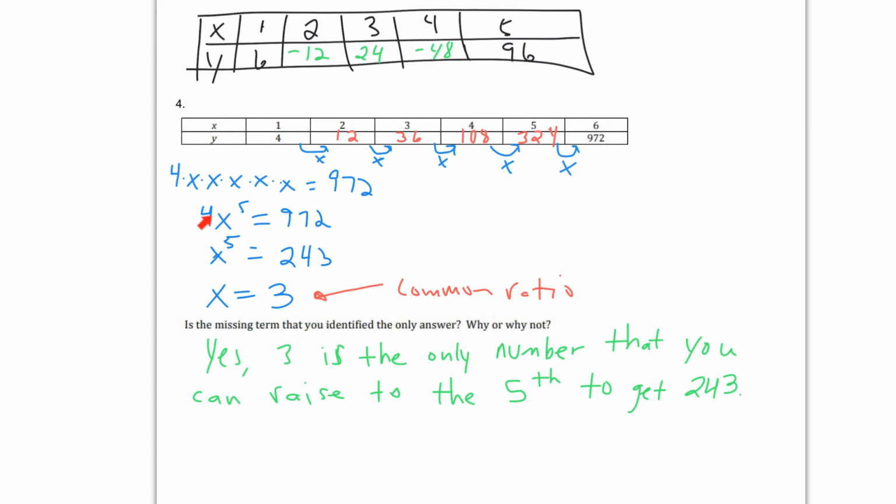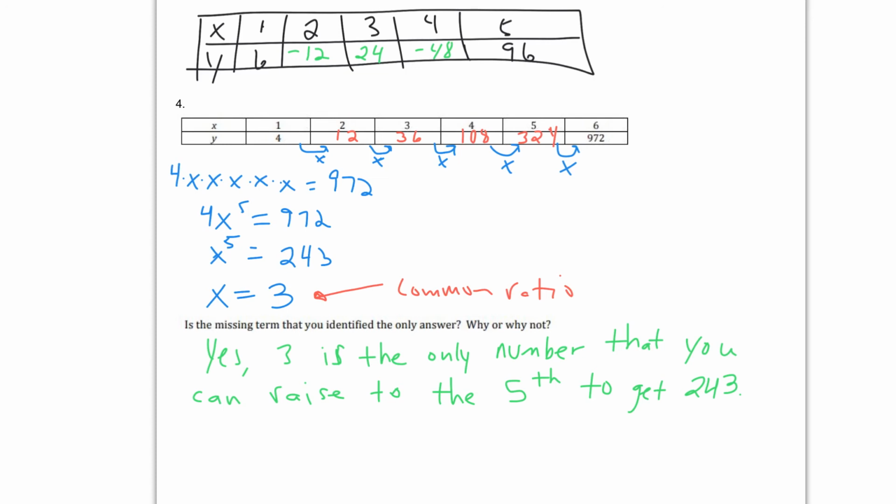Then we're dividing this side and this side by 4. Dividing this side by 4 leaves us with just x to the 5th. Dividing 972 by 4 gives us 243. And then we do our guess and check. And as you guess and check, you should find that x is equal to 3.